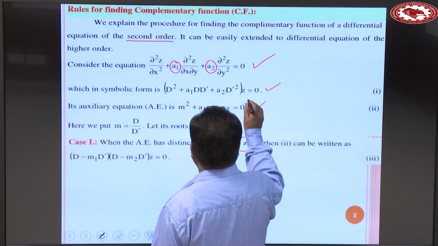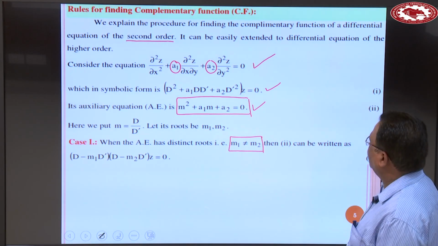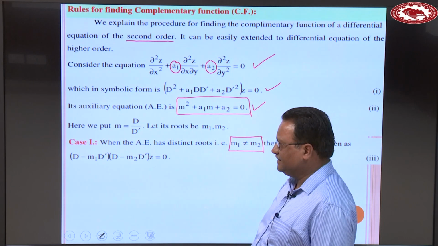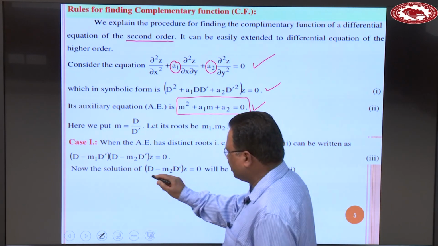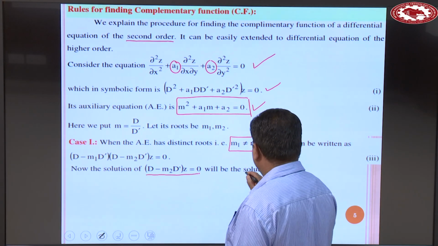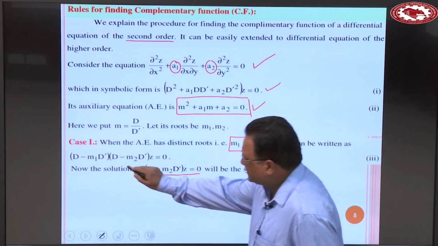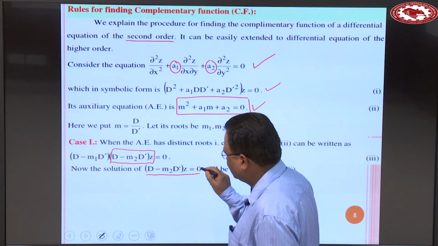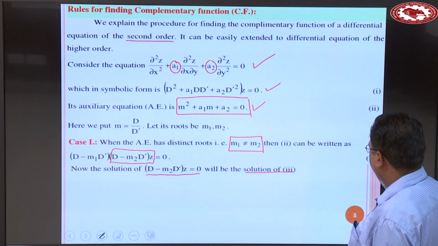So in that case this can be written this way. d minus m1 d dash, d minus m2 d dash z is equal to 0. Now the solution of this equation will be the solution of equation number 3. तो जो इसका सोल्यूशन होगा, इस टर्म का सोल्यूशन होगा, ठीक है, इस पार्ट का सोल्यूशन होगा, राइट, दैट वन इज द सोल्यूशन ऑफ दिस होल equation number 3.